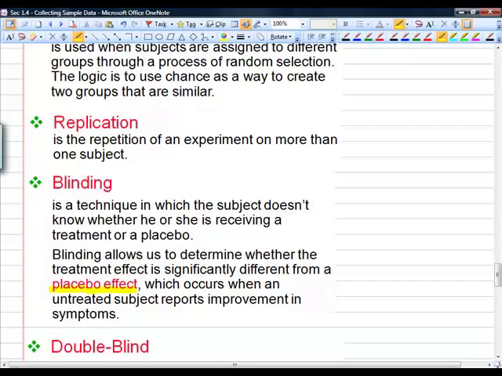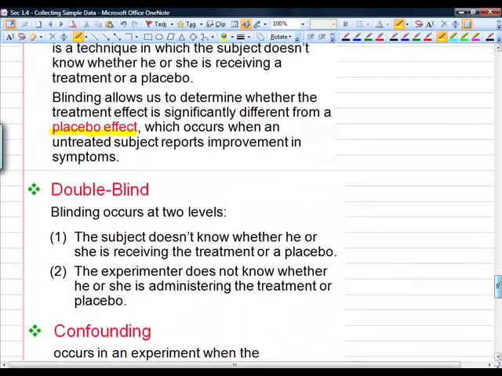And the reason that we blind studies is because we want to counteract that placebo effect. If you think you're getting a treatment, maybe you're going to have a psychosomatic response and your mind will do its thing. We want to offset that. So in a blind study, the subject does not know if they're receiving the treatment or a placebo. In a double-blind study, neither the patient nor the doctor knows who's receiving a treatment.